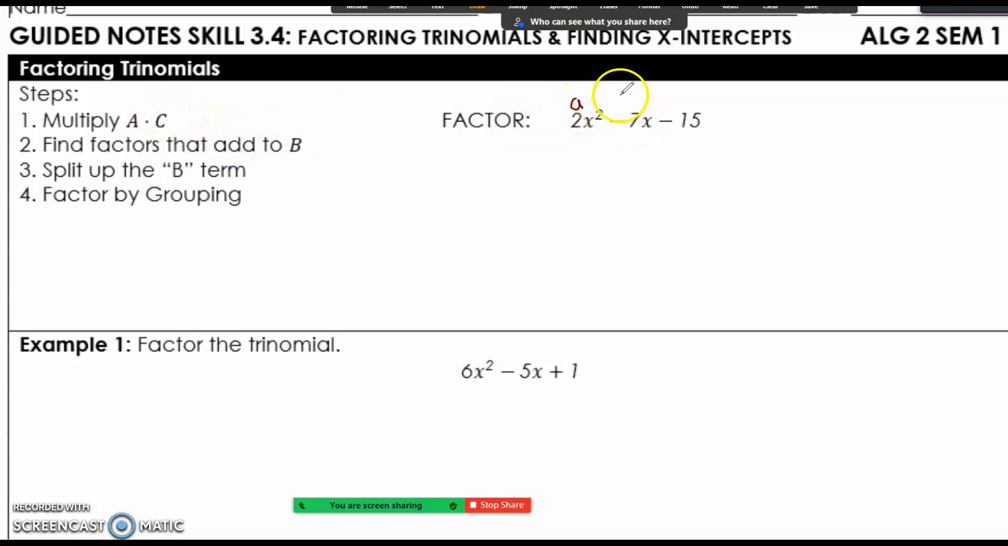So let's just go ahead. A is 2, b is negative 7, and c is negative 15. Multiply a times c, so that's 2 times negative 15, but add to a b of negative 7. So I'm thinking, what multiplies to 30?